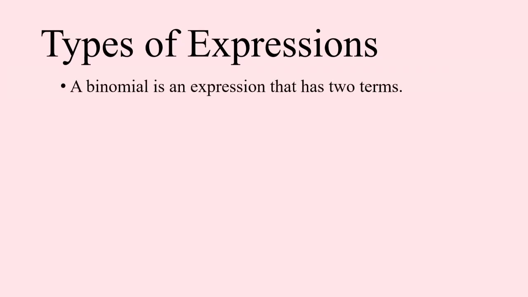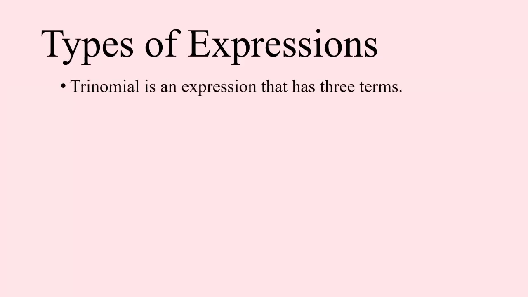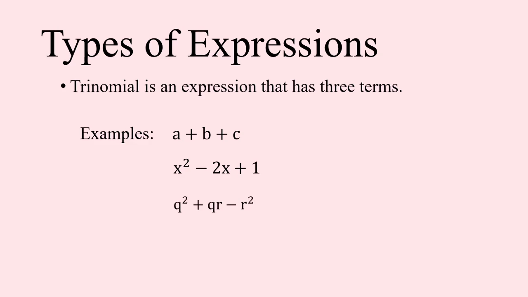There are special types of expressions. For example, a binomial is an expression that has 2 terms. Examples of binomials could be x plus y, a minus b, or 2c plus 5d. Another type of expression is a trinomial. A trinomial is an expression that has 3 terms. Examples of trinomials could be a plus b plus c, x squared minus 2x plus 1, or q squared plus qr minus r squared.